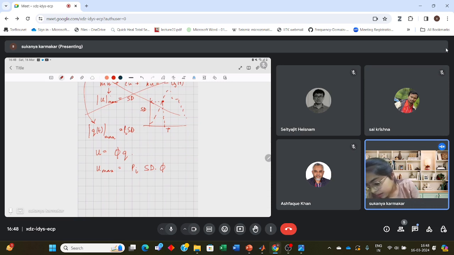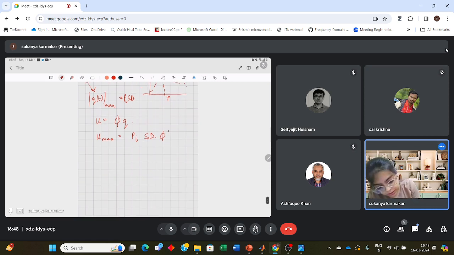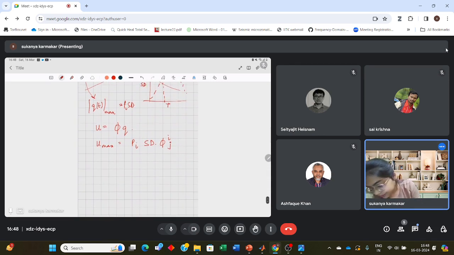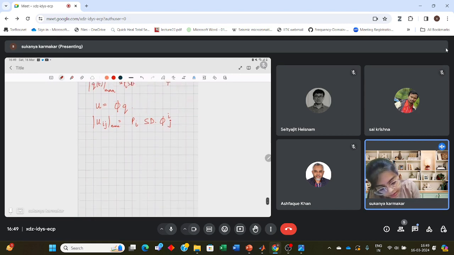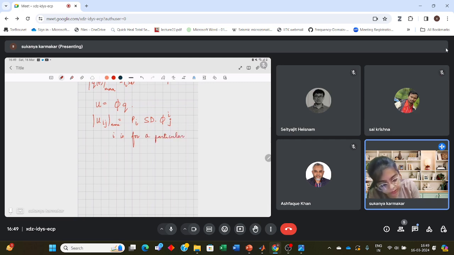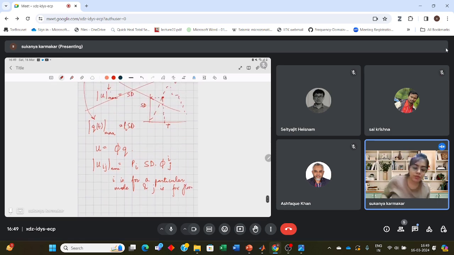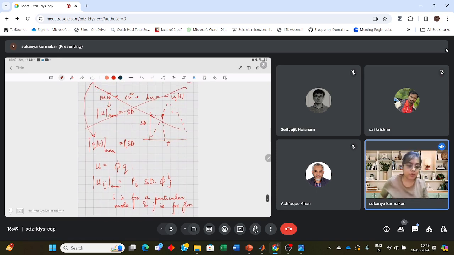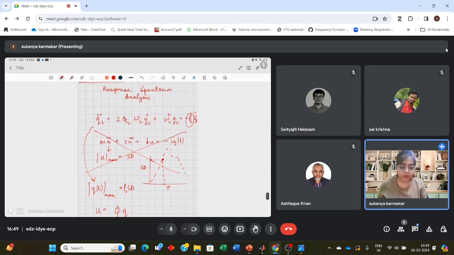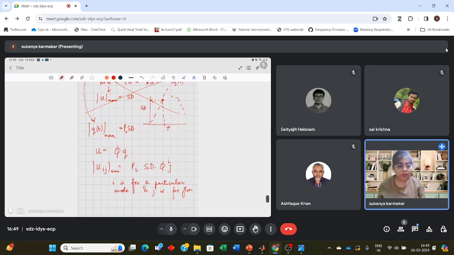Here you should pay attention to Uij max, where i is for a particular mode and j is for floor. So in this way, you can find out the maximum response using the response spectrum. Using the response spectrum, you get this value.